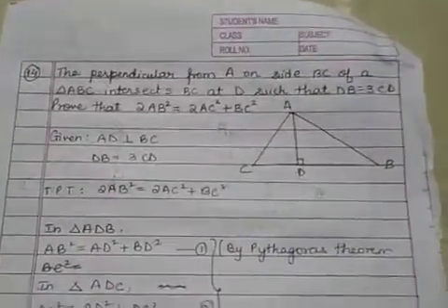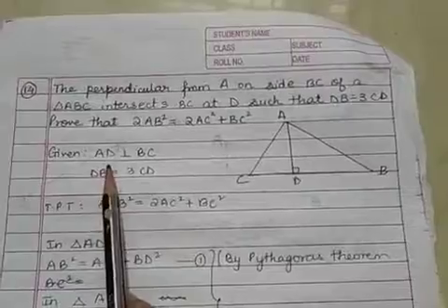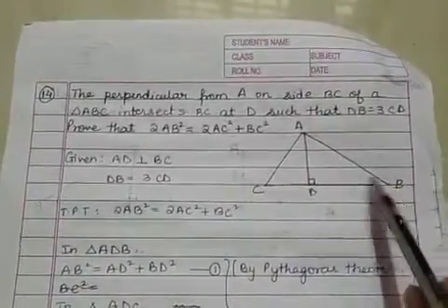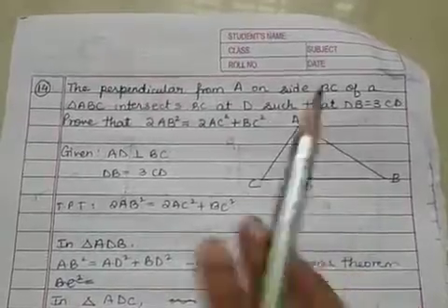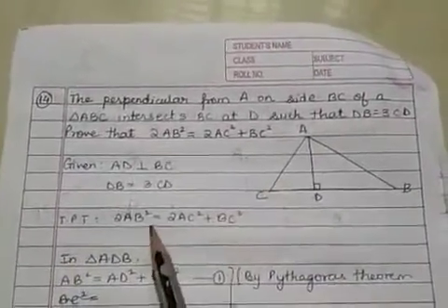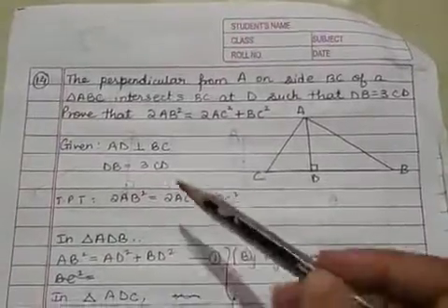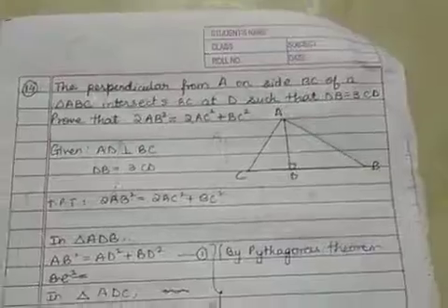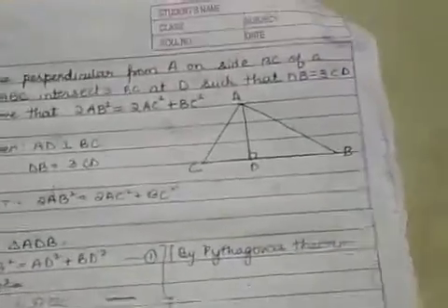So first let us see what is given to us. It is given that AD is perpendicular to BC and DB is 3 times CD. Okay, and we have to prove this. So now look at whatever is asked to be proved. You need AB, AC and BC. So let us take the respective triangles and try to prove.